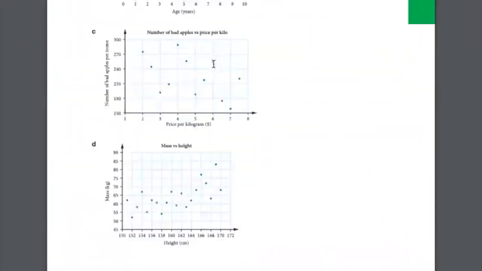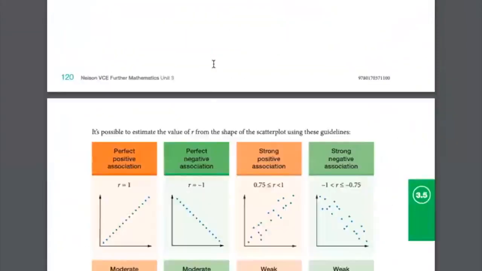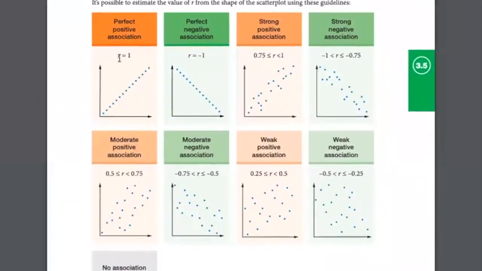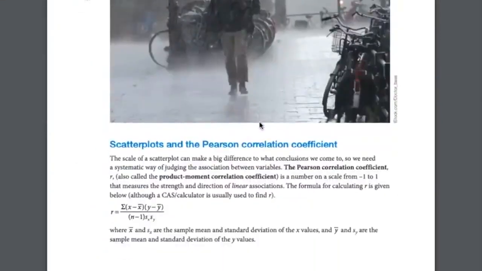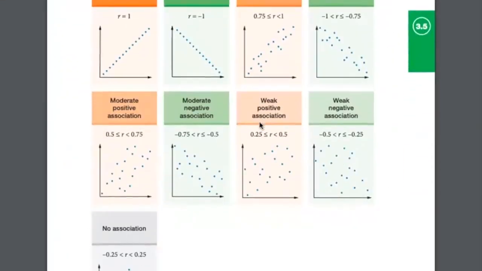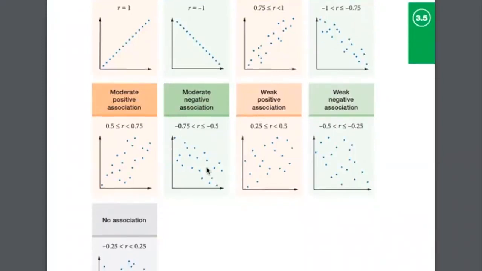If you remember, I'll quickly go over the relationship diagrams with you. A straight line will give you a perfect association. If it's going upwards from left to right, it's a positive association. If it's going downwards from left to right, it's a negative association. The closer the points, the more perfect the association. So you need to remember the values of r. r is your Pearson correlation coefficient. The higher the value of r, the more perfect the association would be, and if it's negative, it means it's a negative association.